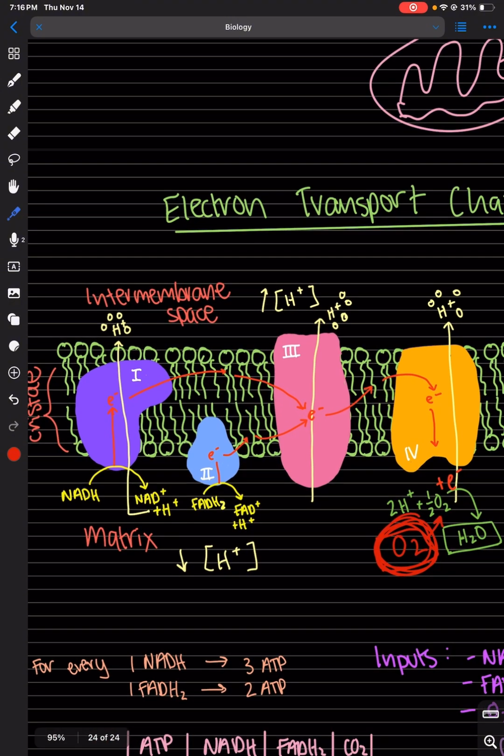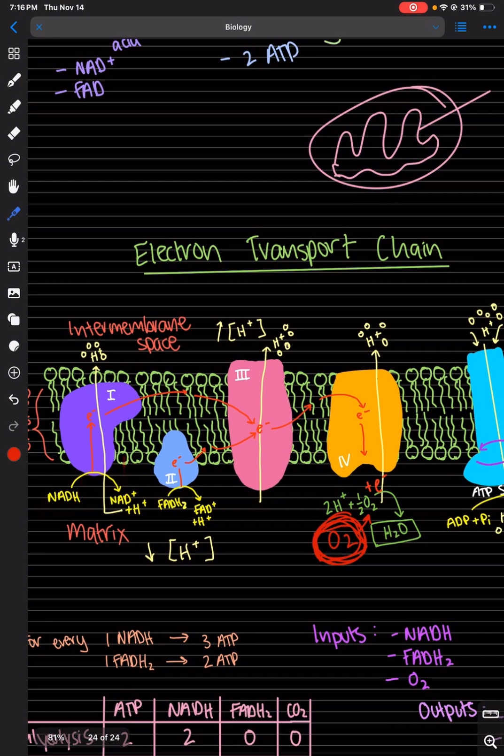And so with this NADH, every time the electron moves from here to here, it is releasing energy. So when this electron moves from here to here, it is releasing energy. And what does this energy do? This energy allows for this hydrogen ion to be pumped against its gradient and through the cristae.